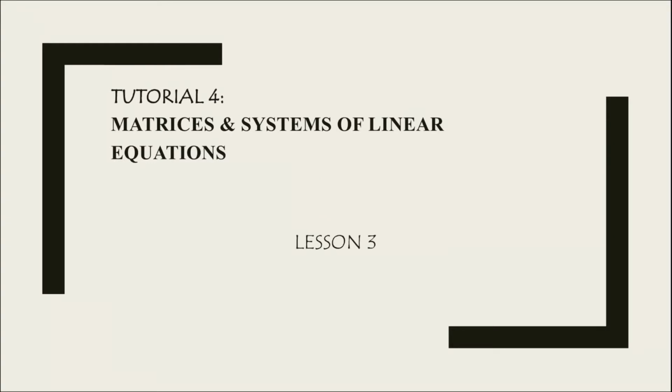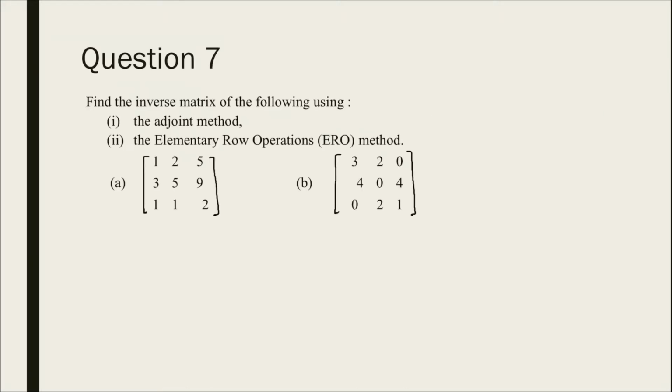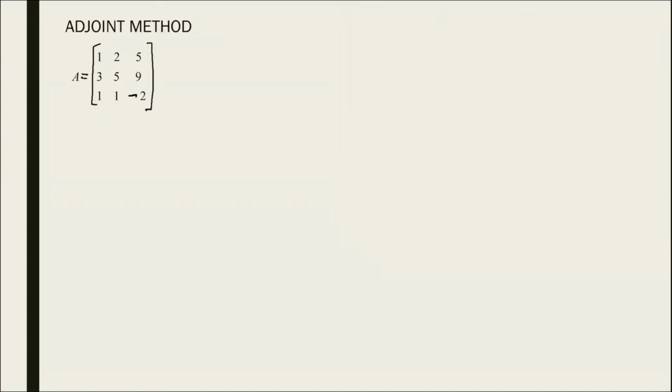Welcome to lesson 3 of tutorial 4, Matrices and Systems of Linear Equations. So we are going to continue with question 7, find the inverse matrix of the following using two methods, Adjoint Method and ERO Method. Okay, so let's start with the first method, Adjoint Method.